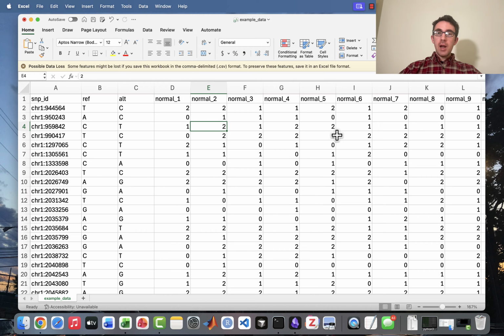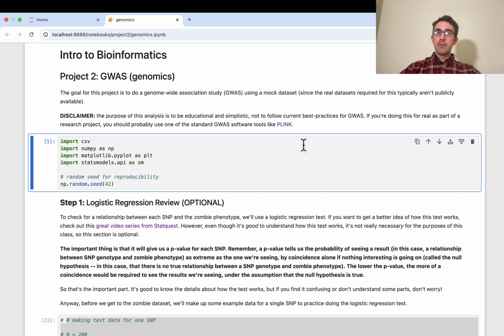Okay, so with that being said, I think we can start to get into some of the code now. Just to remind you guys, this code is available on my GitHub.